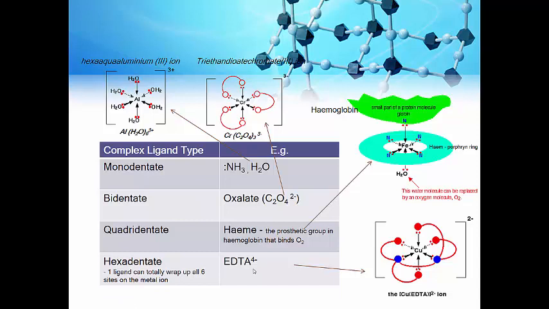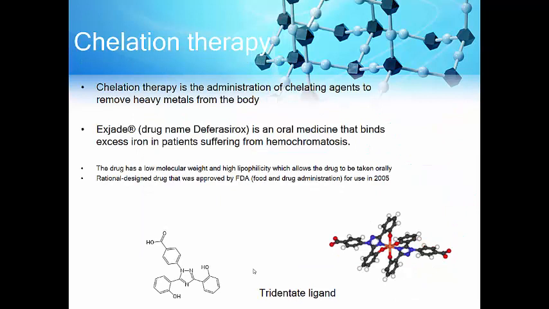So this kind of brings you into chelation therapy. This is when a patient might have excess heavy metals in the body. You can use chelation therapy, which is where you have a chelating agent that is ingested and it coordinates to the metal, and then it's excreted and removes that metal ion. So for example, patients that suffer from high iron, so hemochromatosis, may need a chelating agent to coordinate to the iron and pass it out.